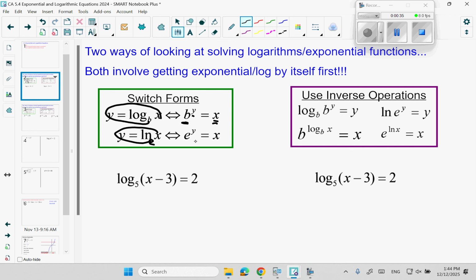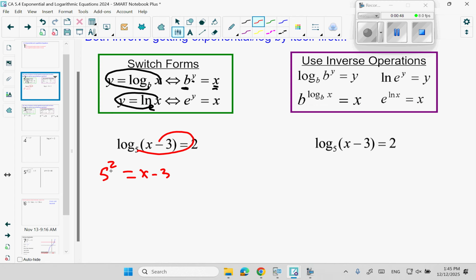Otherwise, if I had something like that, I can just do that there. So you can think about it as 5 squared equals x minus 3. Well, 5 squared is simply 25. And then we can add the 3 and get x equals 28.